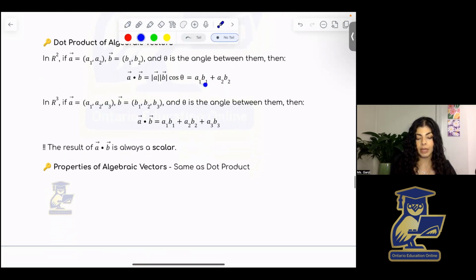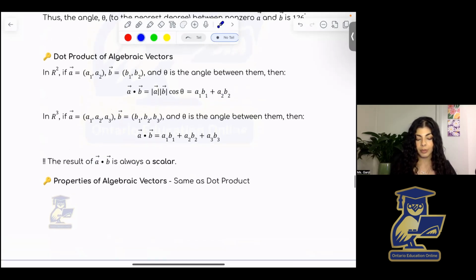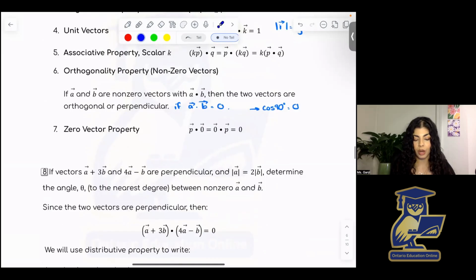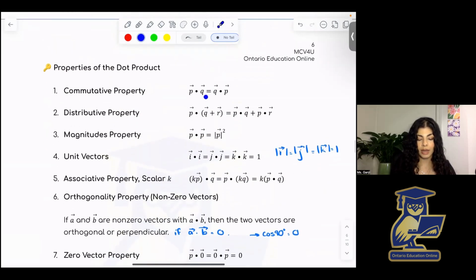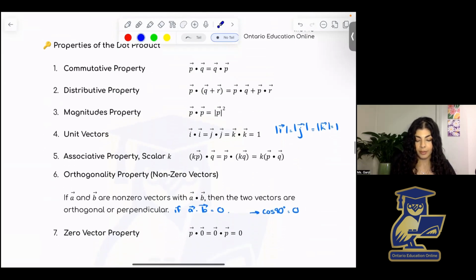And again, because these are components, the components are values in the set of real numbers, then this is just a scalar. So the dot product is still a scalar here. And the properties of the algebraic vectors work the same as the dot product. So with respect to here, the same things that we could do up here, it's the same. So you can have commutative, distributive, the magnitude property, and so on.